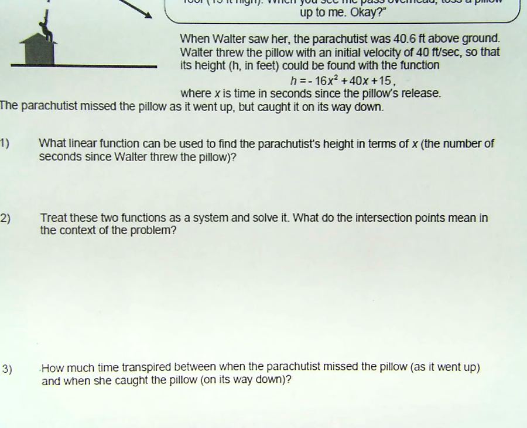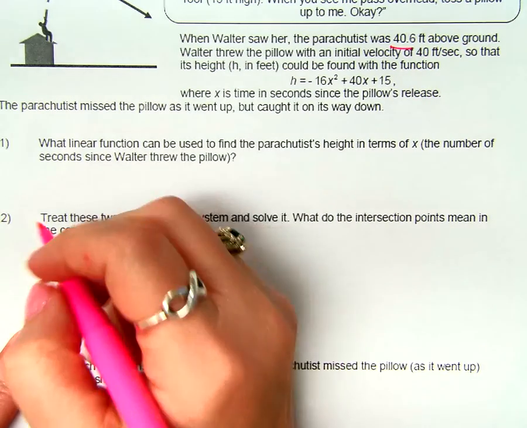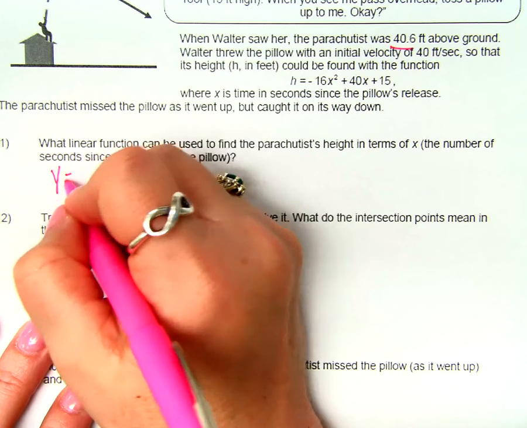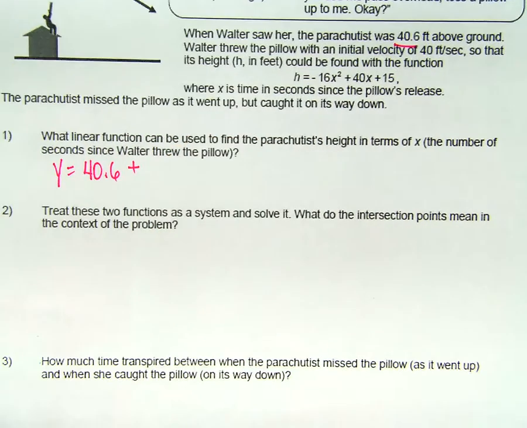Well, what would her y-intercept be? What would the y-intercept be in this case? Where'd she start? 40. Yeah, it says right here, right? 40.6 feet above the ground. So we've got our y equals 40.6 feet above the ground. And what is our slope? What's our rate of change? 4.8. Why?